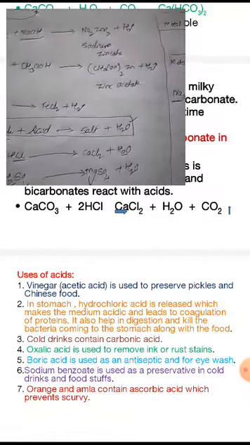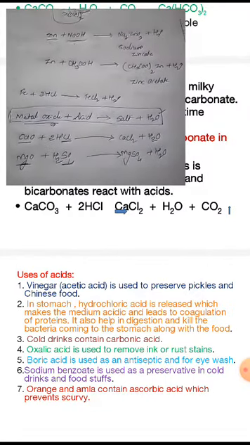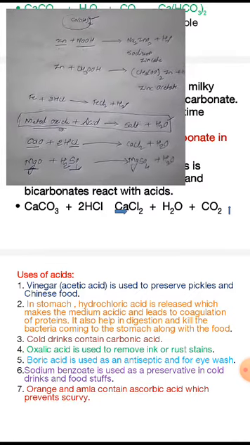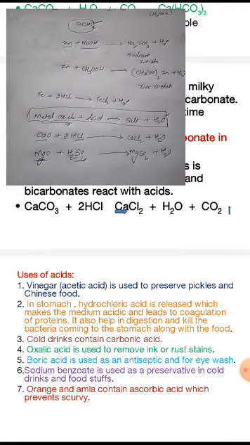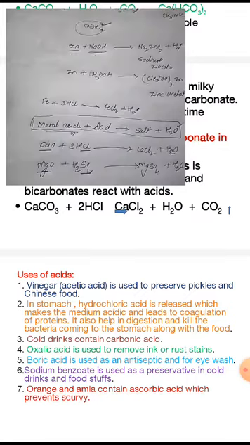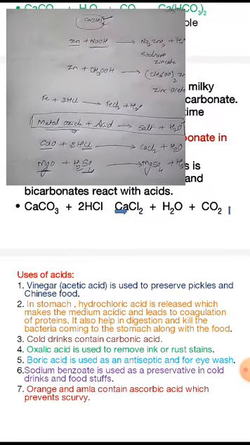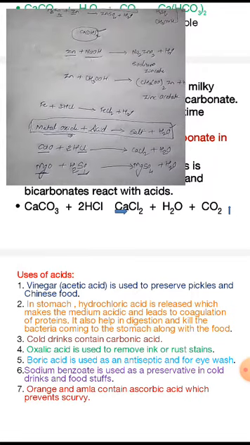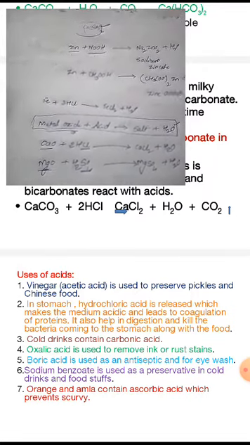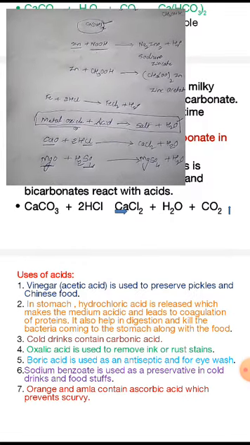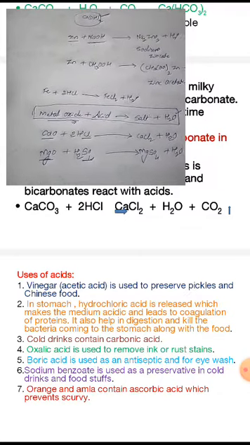What are the uses of acids? See here, vinegar is used to preserve pickles and Chinese food. You know, vinegar contains acetic acid. It is used in the preservation of food. Then in our stomach, hydrochloric acid is released, which makes the medium acidic. You learned this about the role of hydrochloric acid in the life processes chapter, and it leads to coagulation of proteins. It also helps in digestion and kills the bacteria coming into the stomach along with the food.